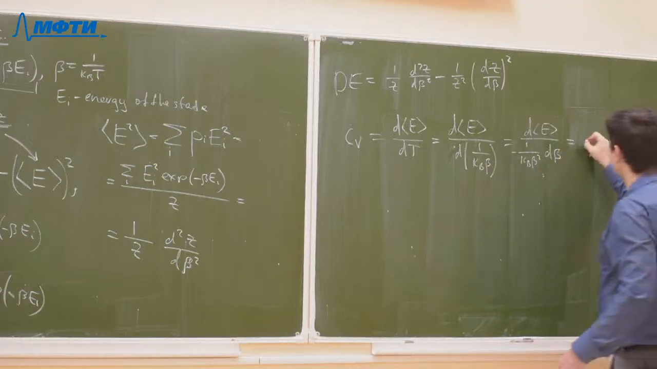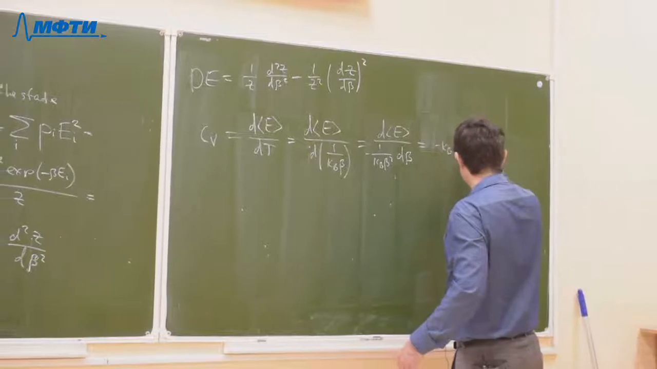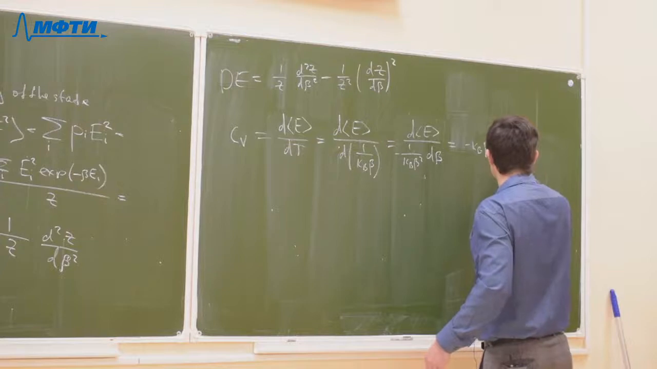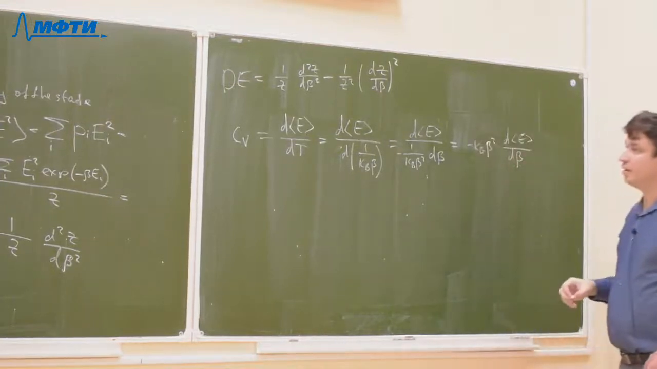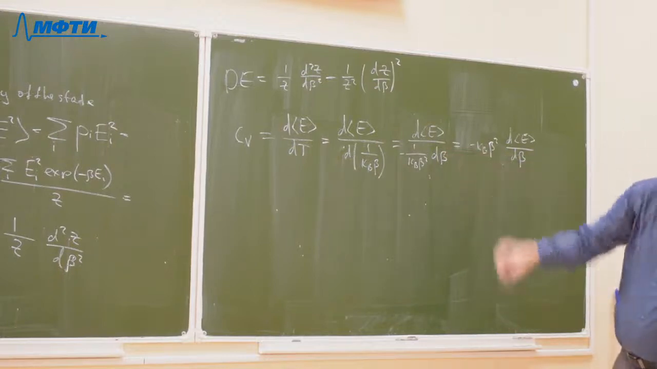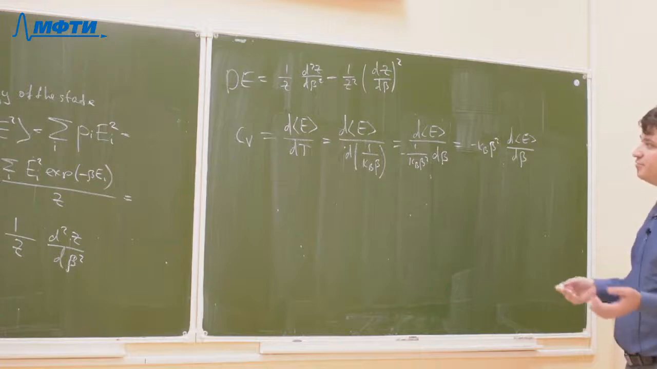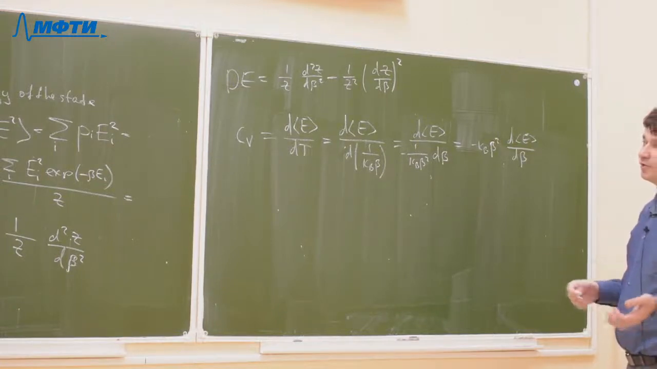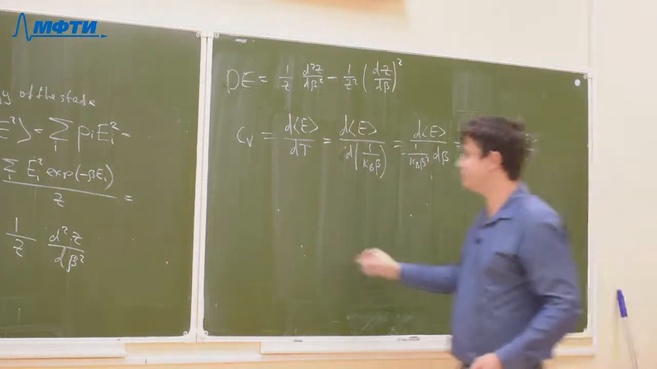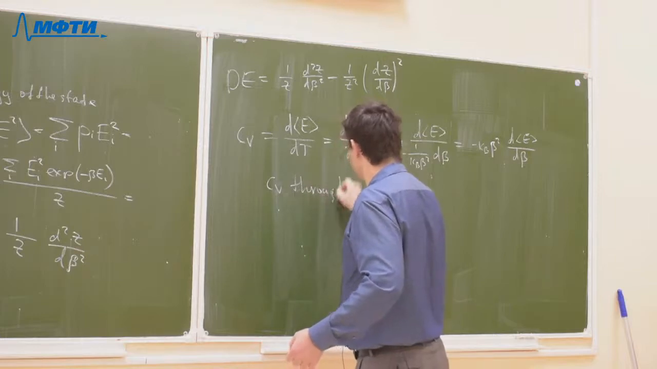So now I have minus kB beta squared multiplied by the derivative of average energy over beta. And now I'm going to insert again the value of average energy into this expression and obtain the expression of CV as a function of the partition function. So I'm going to express CV through Z.